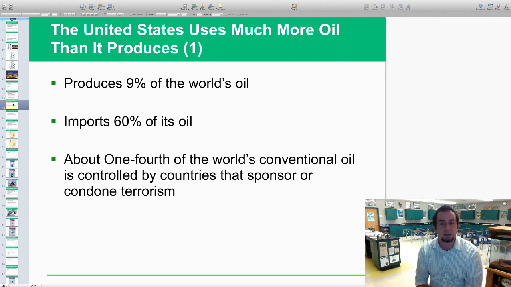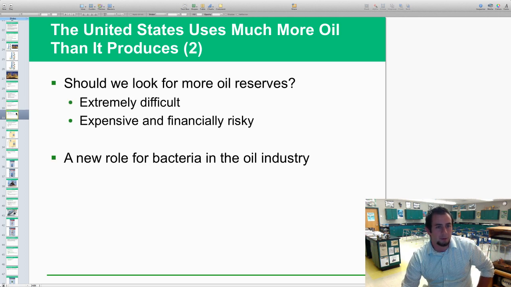About 1/4 of the world's conventional oil is controlled, again, by countries that sponsor or condone terrorism. So that is kind of a problem too, since we try to fight against that. So it's an interesting kind of toss-up with oil, since we don't control a lot of it, and we continue to try to drill for it offshore of our own country to get this percentage more even, or more one-sided towards producing it on our own. Unfortunately, we don't have a whole lot of those resources, at least that are usable and feasible.